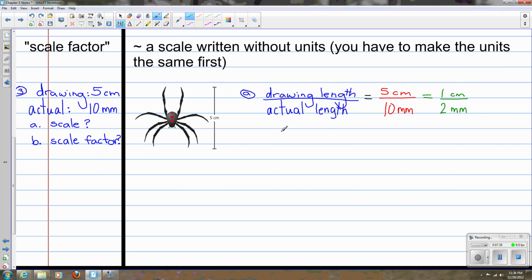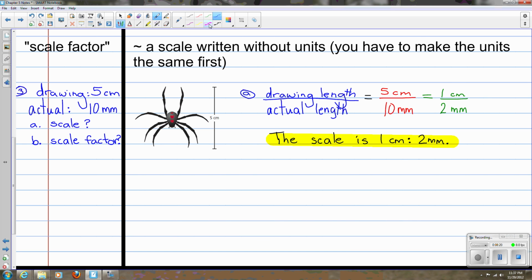That means that the scale is 1 centimeter to 2 millimeters. And I'm going to just highlight that answer. Okay.